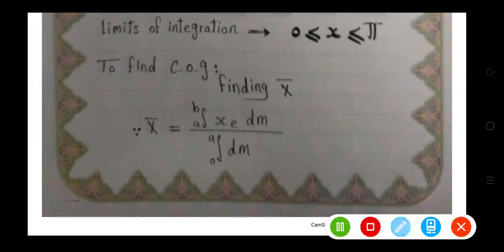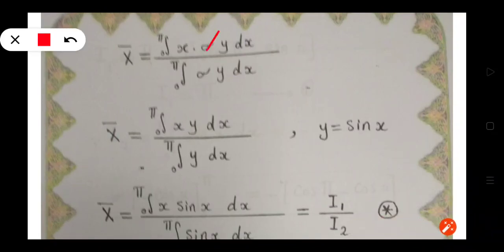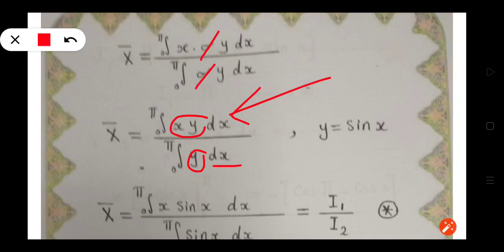To find the center of gravity, to find x bar, firstly we write that x bar equals the definite integral from a to b of xe dm over the definite integral of dm. xe in this case equals x and dm in this case equals sigma y dx. Now we can cancel sigma by sigma, so we have the integration from 0 to pi of xy dx over the integration from 0 to pi of y dx. We can solve this integration, so we can replace y in terms of x from the curve which is given, y equals sine x.